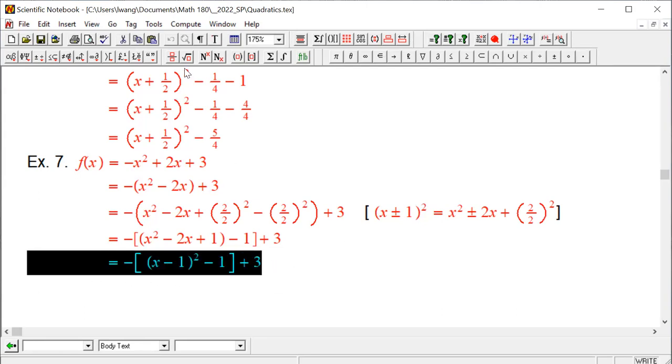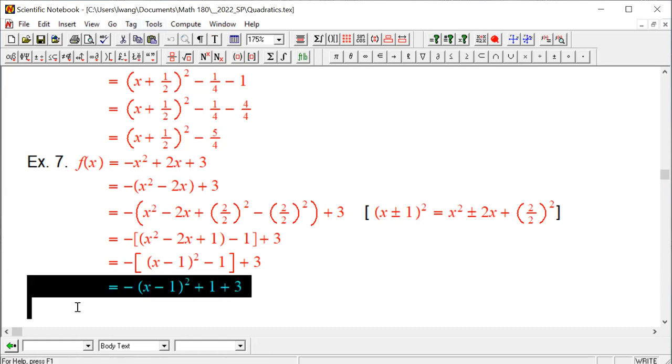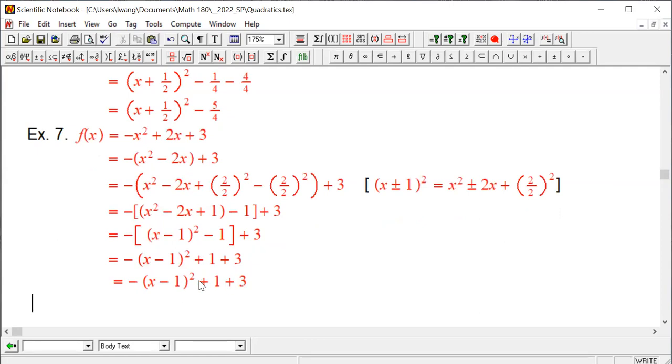So when we take this outside, we need to be very careful. Okay, we're going to take the negative sign and multiply the square part. Negative sign times x minus 1 squared, that's just negative x minus 1 squared. We're not going to FOIL this. And negative 1 times negative 1 is going to be a positive 1. Okay, and in the end, we got a plus 4.